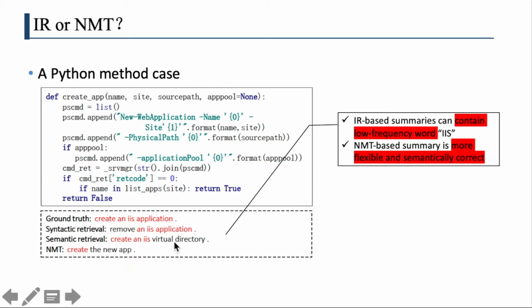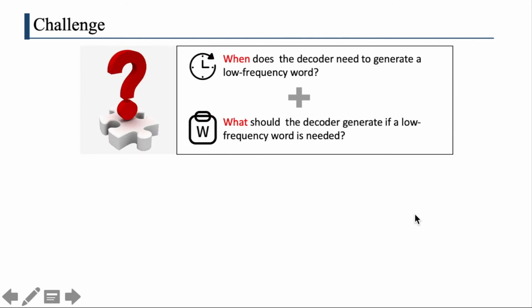So why not combine them to generate a better summary? The truth is that it's much harder than it sounds. First, we must know when the decoder needs to generate a low-frequency word. Second, what should the decoder generate? If a low-frequency word is needed, it might simply generate all low-frequency words. Then there will be much noise, and thus the quality will be very poor.